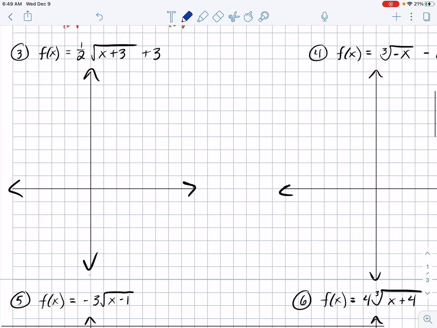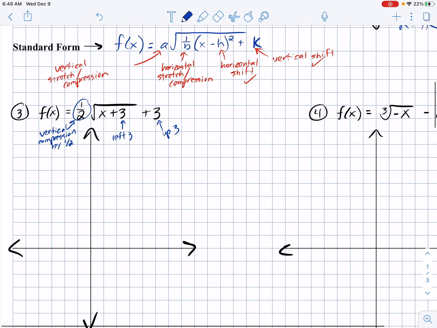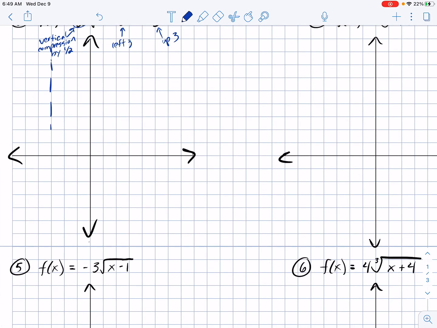So this would be a shift left 3, up 3, and this would be a vertical, remember if it's less than 1, vertical compression by a factor of 1/2. So left 3 would move us over here, up 3 over here. Our vertex is going to be where those shifts meet. And then our parent function values (0, 0), (1, 1), (4, 2), and (9, 3).